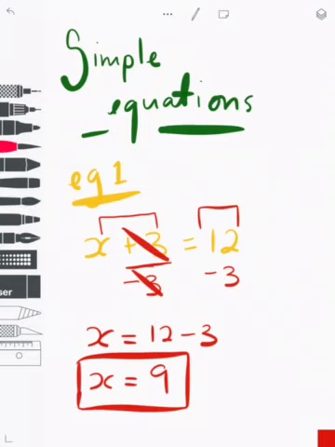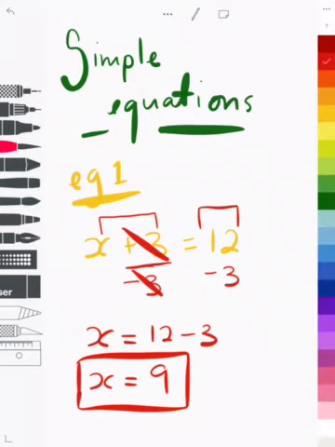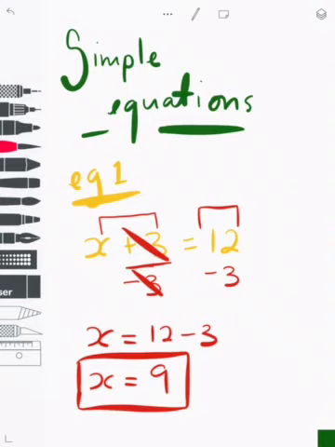Now, how can I check if my answer is correct? All I simply need to do now is pop the value that I found for x, or substitute the value I found for x, back into that original equation I had here. So I had x plus 3 equals 12. Now I know that x is 9. Let's see. 9 plus 3 equals 12. So I know this is correct, and that's my correct answer.